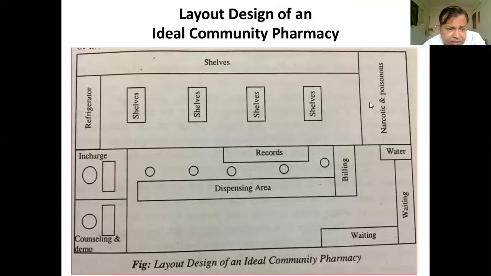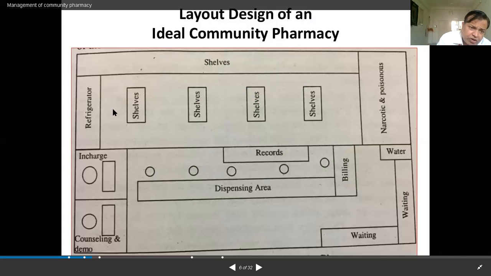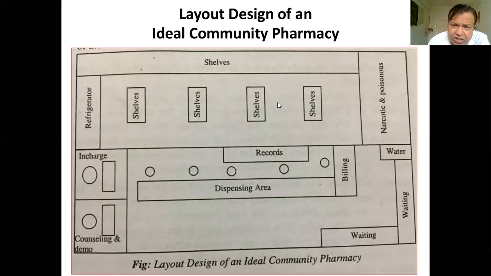Here you can see the counseling area, from bottom to top. Then the dispensing area, billing area, record area, and a waiting area where patients can sit. This is the location of the in-charge. You can see my cursor. This is the in-charge of the pharmacy. He will sit here. And this place is for the refrigerator, and some shelves are there. Medicine is kept alphabetically or category wise.